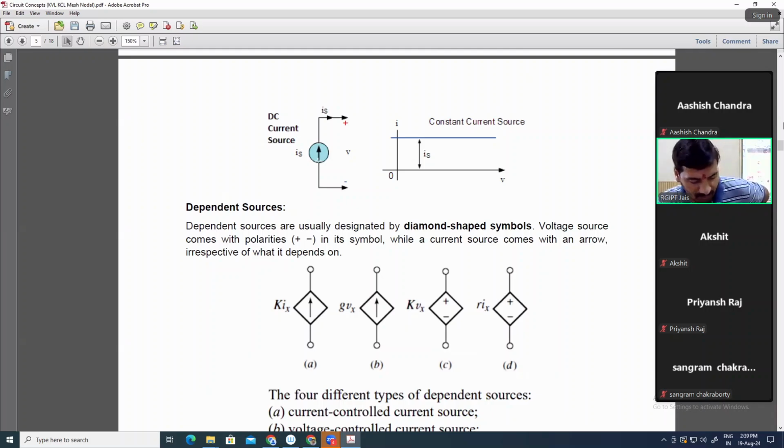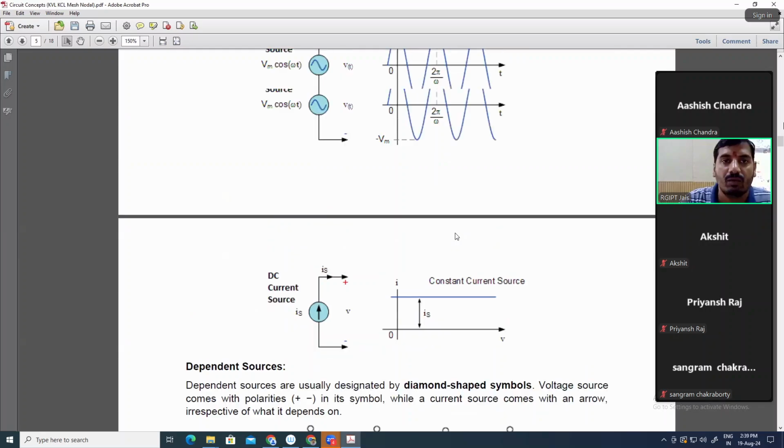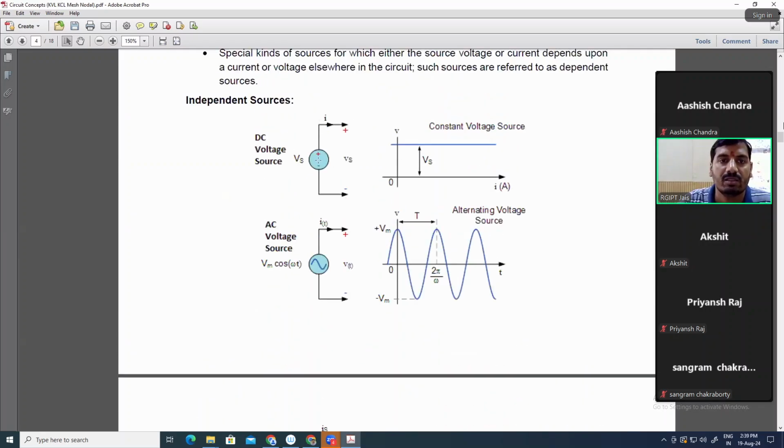Similarly, in a voltage source, whether it is a DC voltage source, the plus minus direction must be there. If it is plus above and minus below, it can provide current in the upward motion. If in place of plus there is minus, and in place of minus there is plus, it can provide current in the downward motion.